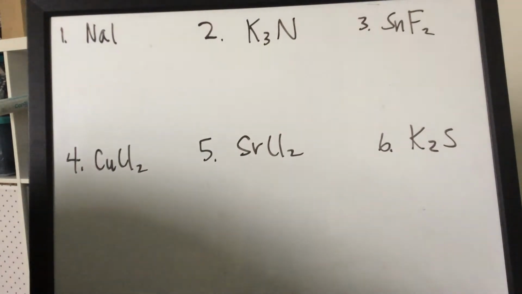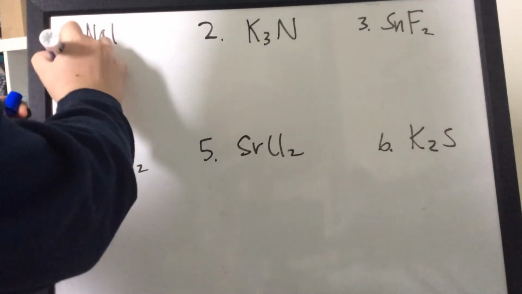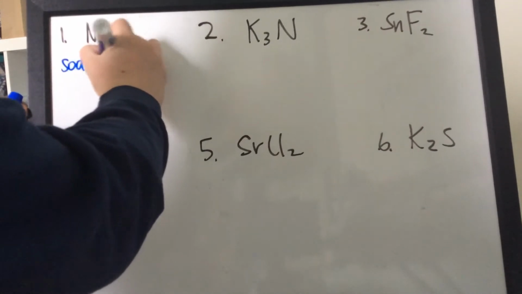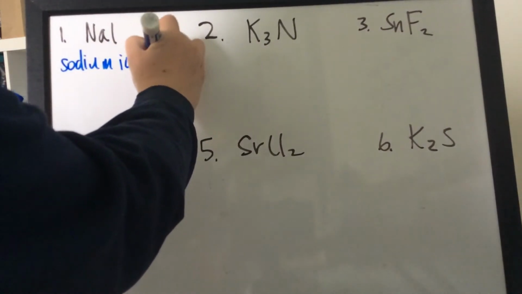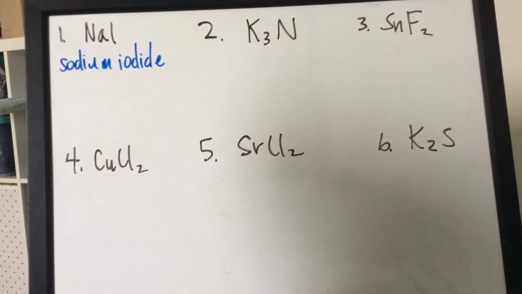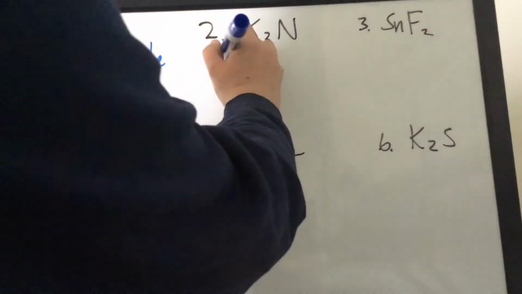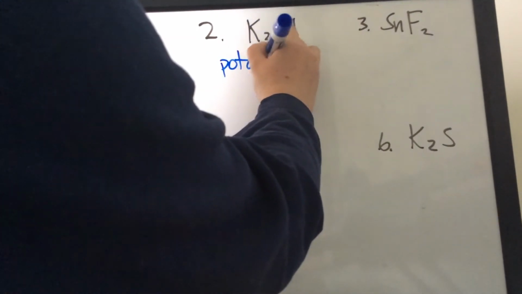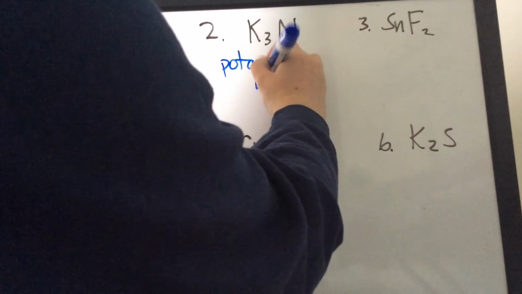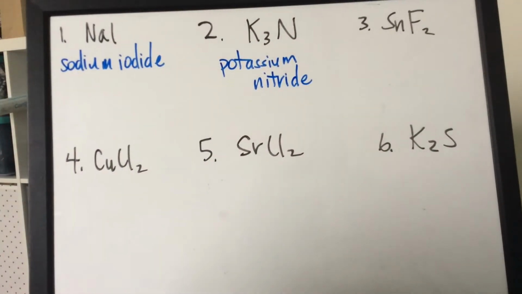Naming these things. So, first one, that's sodium iodide, right? Don't forget, you gotta change the name. Sodium iodide, and sodium is not a transition metal, so that's it. This thing is sodium iodide. Done. Number 2 is potassium nitride, okay, not nitrogen, nitride, and potassium is not a transition metal, so I don't need anything else, and I'm done.